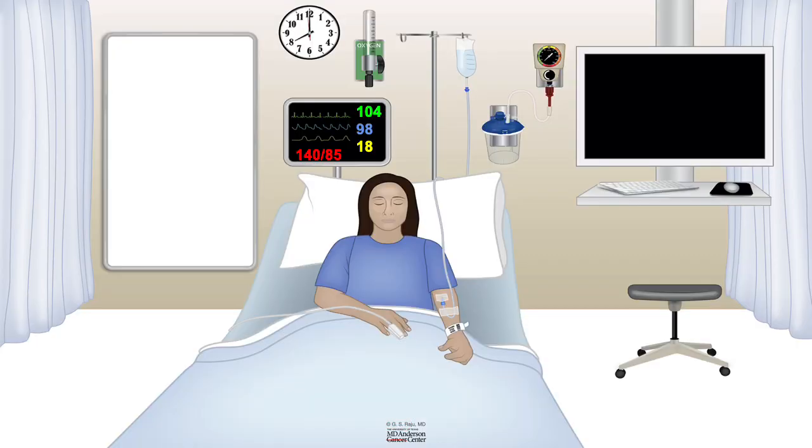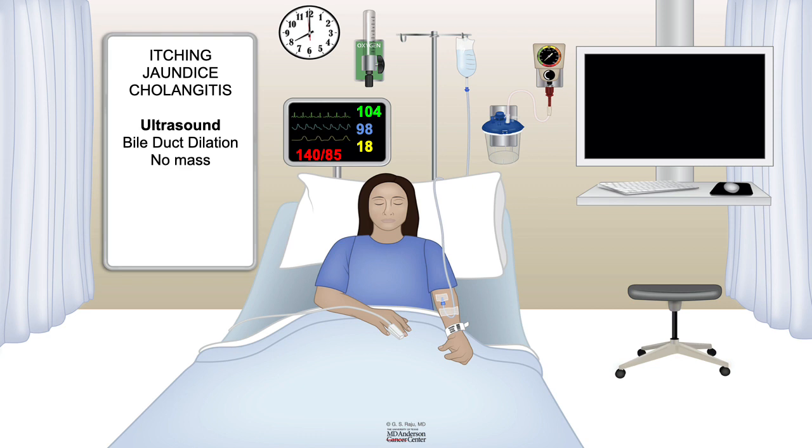So let us learn about the different presentations of these biliary strictures. Here is a woman who presents with itching, jaundice, and fever with chills and rigors, and that is cholangitis. And an ultrasound shows bile duct dilation, and imaging studies do not show any mass.